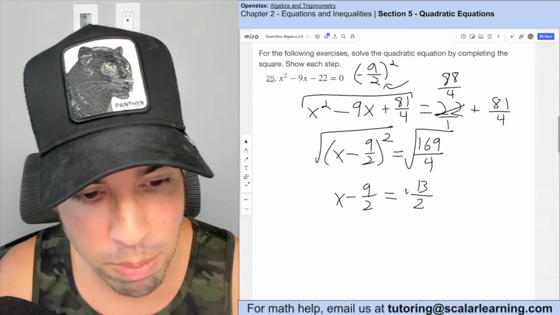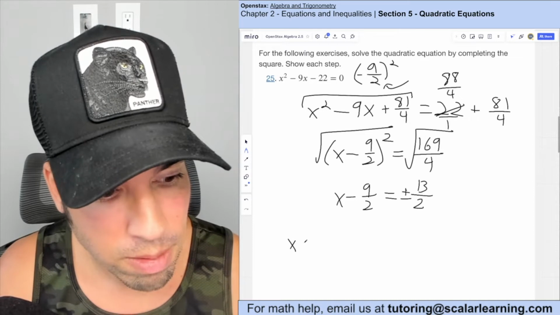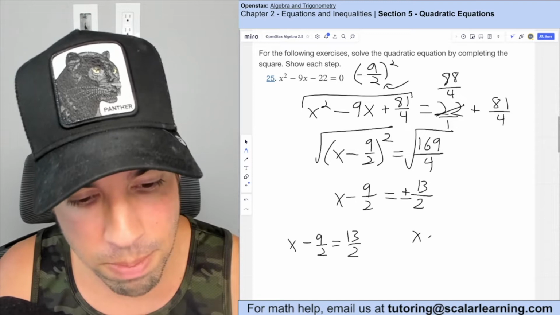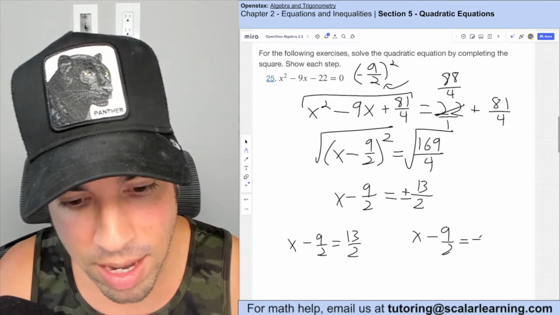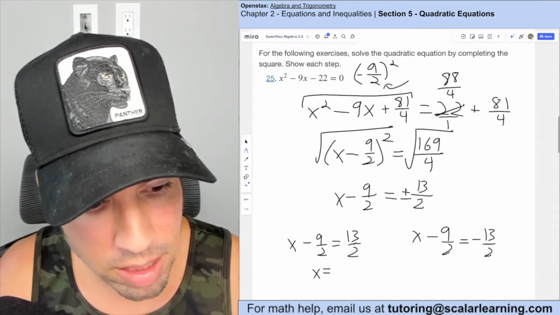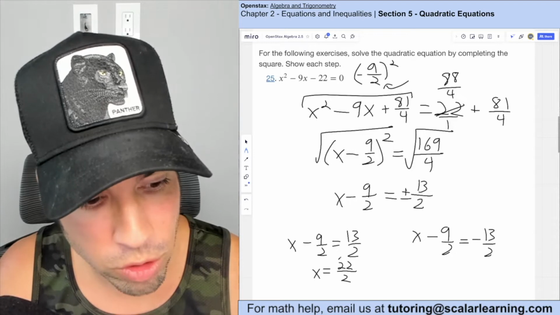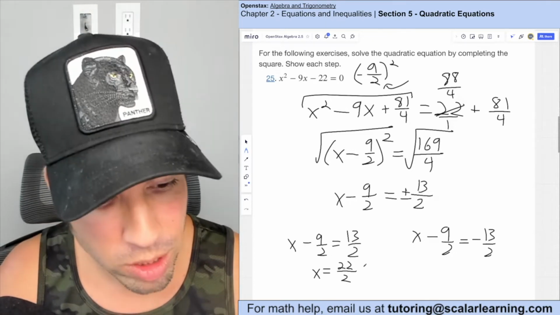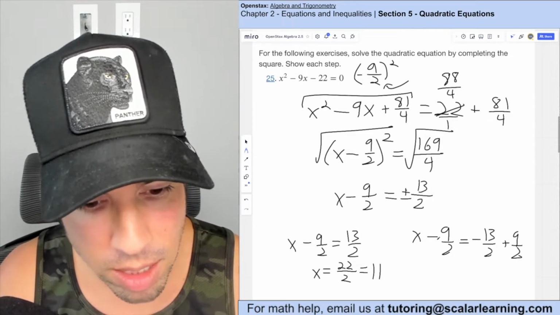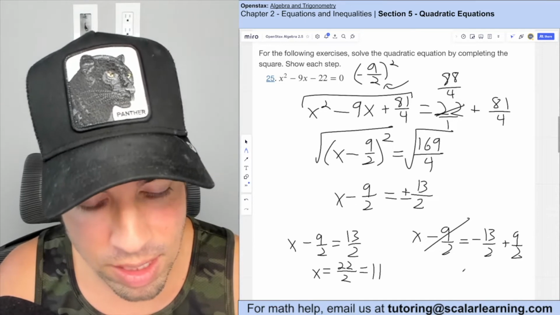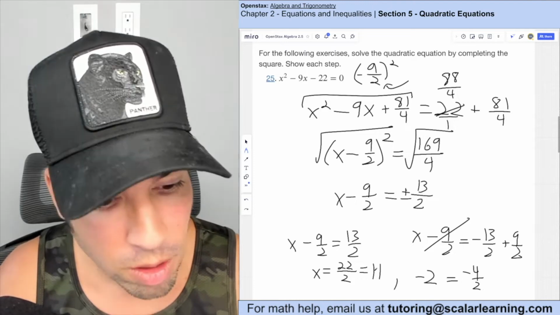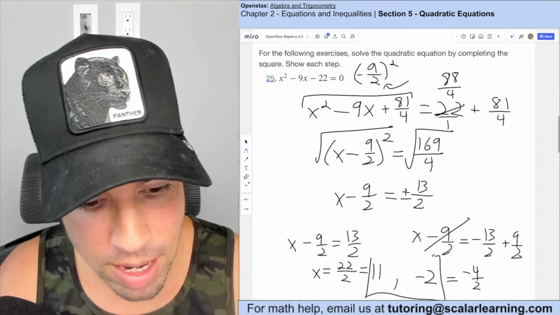But again, remember, this is going to be plus or minus. So now I got x minus 9 halves equals positive 13 halves. X minus 9 halves equals negative 13 halves. So I'm going to add 9 halves on both sides. So then here I got x equals 22 over 2, right? 9 halves plus 13 halves is 22 halves, which is 11. And here I would add 9 halves to both sides. 9 halves plus negative 13 halves is negative 4 over 2, which reduces to negative 2. So my two solutions are 11 and negative 2.